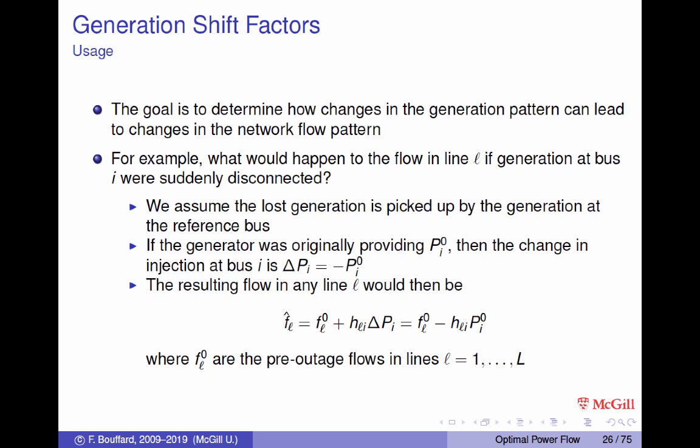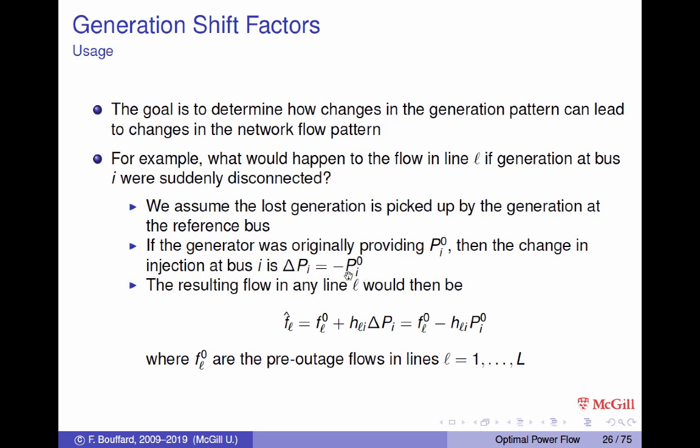So obviously the assumption here is that whatever we lose at node I gets picked up by the reference bus. So we have a slack bus there, and we have a slack generator which can pick it all up. So if the generator at node I was already providing P_I0, then the change in the injection of power at bus I is minus P_I0. So the delta P_I is minus P_I0.